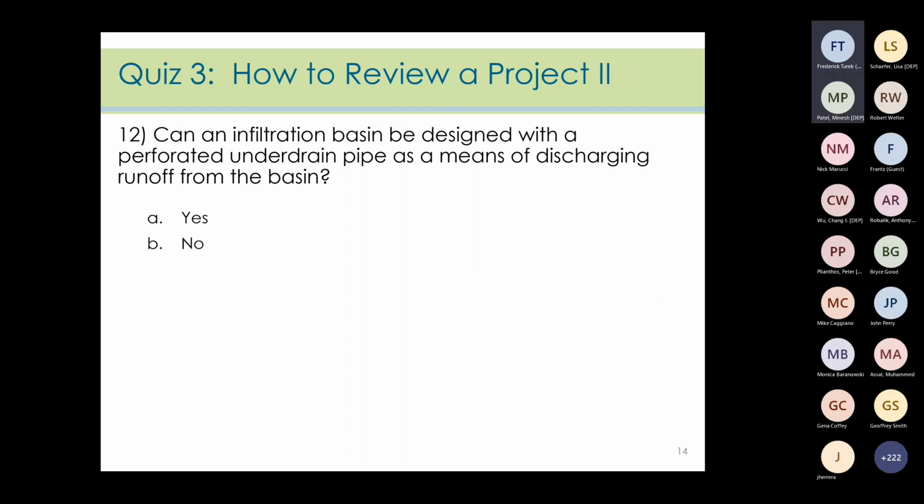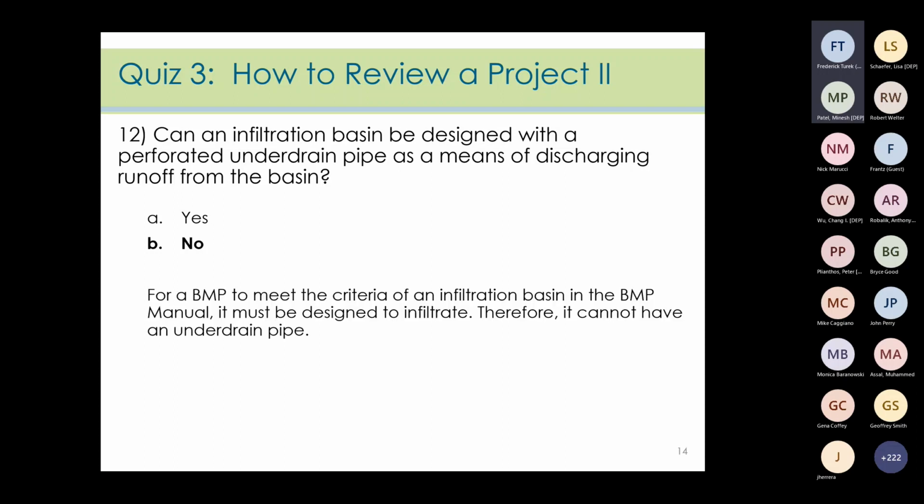Question 12, can an infiltration basin be designed with a perforated underdrain pipe as a means of discharging runoff from the basin? And the answer is B, no. An infiltration BMP cannot have an underdrain pipe if it wants to meet the criteria for an infiltration basin in the BMP manual.